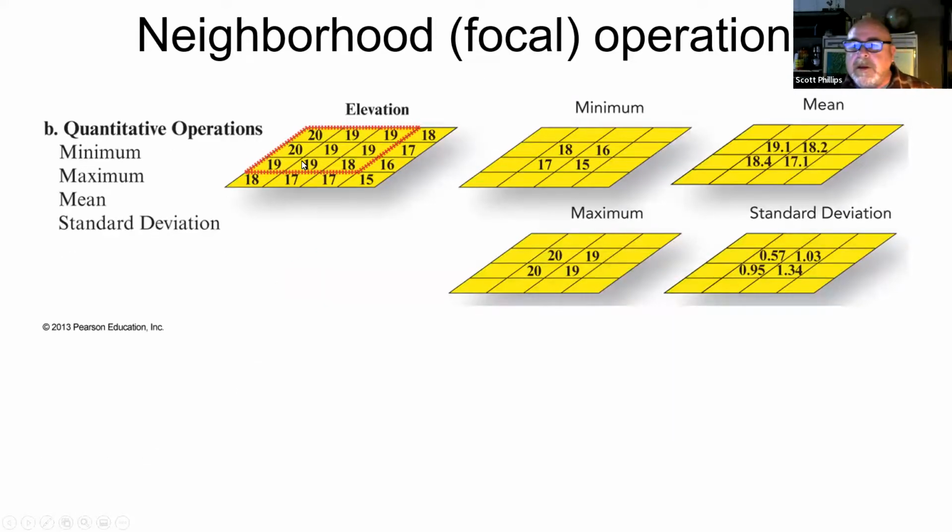Here, the numbers are meaningful. They actually are real quantities of elevation. And since they represent real quantities of something, you can do math on them. So for this set of squares, what is the minimum value? Well, the minimum of this is 18. So the center is coded as an 18. We move it over 1 there. This one's minimum is 16. We could also do the maximum. We could also get the average. Within this area, the average turns out to be 19.1. And also the standard deviation as well.